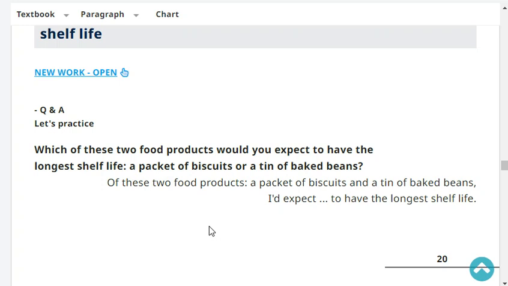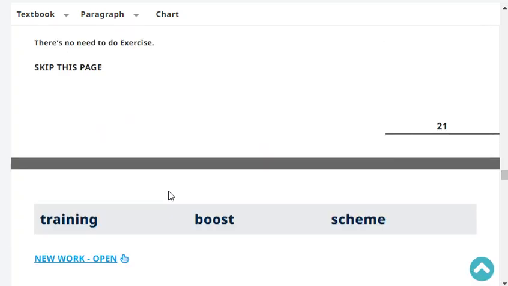Of those two food products, a packet of biscuits and a tin of baked beans, I'd expect a tin of baked beans to have the longest shelf life. Very good.